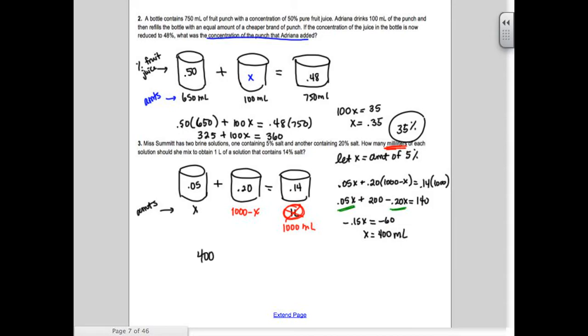You kind of have to write. You have to say 400 milliliters of the 5%, and then the other one would be 600. So 600 milliliters of the 20%. So you have to write both answers. Okay, is this kind of making sense? Understand?